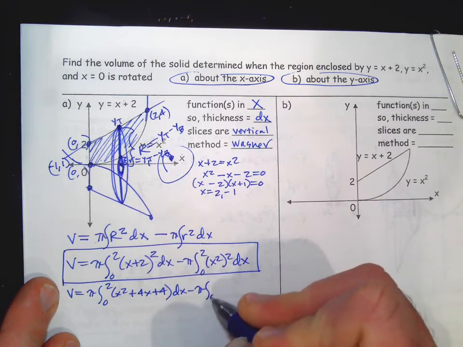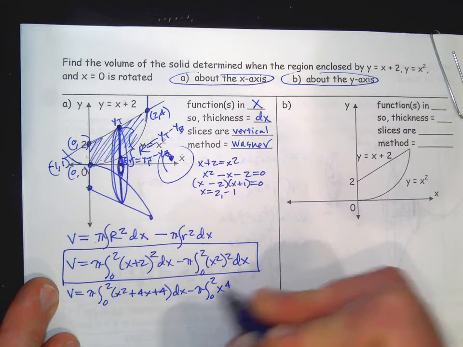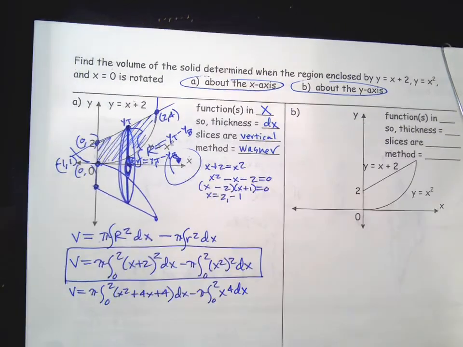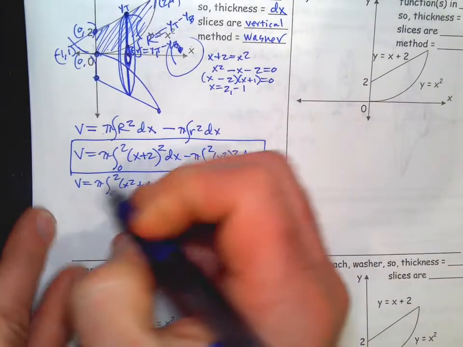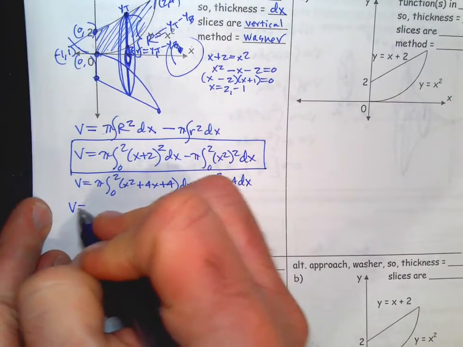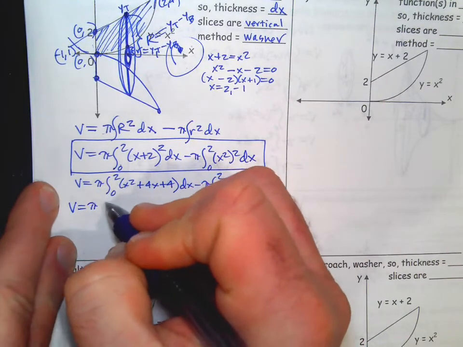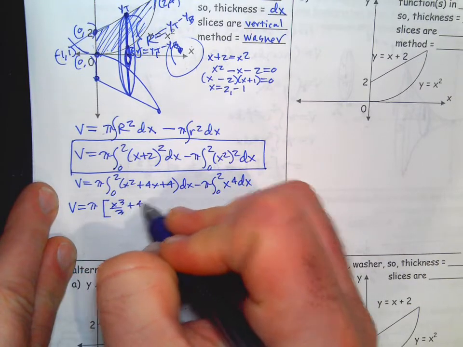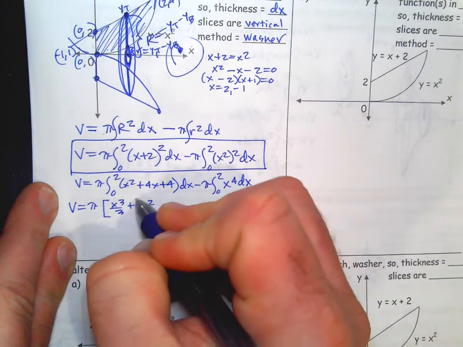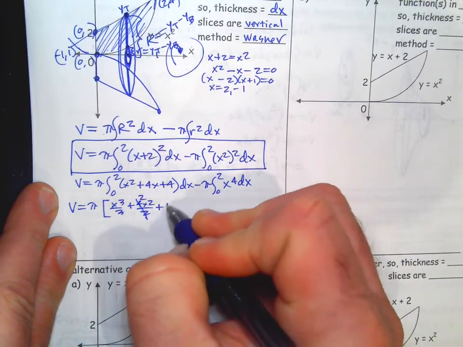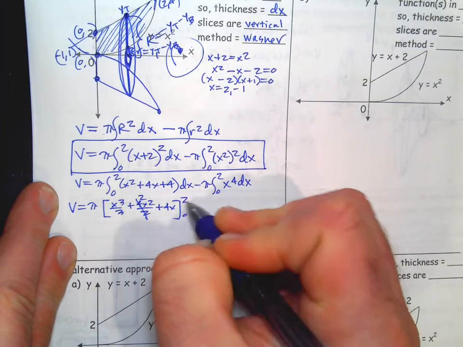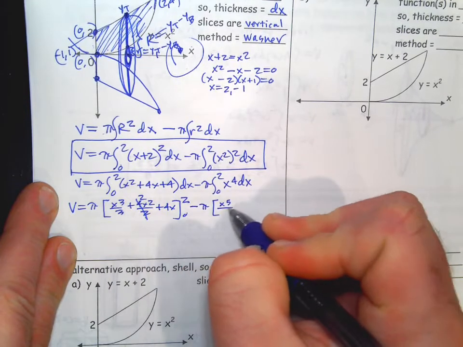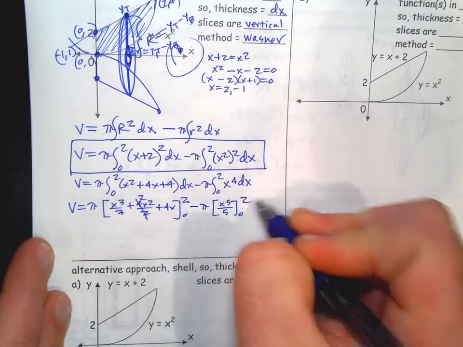And I mean, we could combine these. They both have 0 to 2. They both have pi's, or you could just keep them separate if you're worried about messing it up. So the antiderivative here is going to be x cubed over 3 plus 4x squared over 2 plus 4x, 0 to 2, minus pi, x to the 5th over 5, 0 to 2.